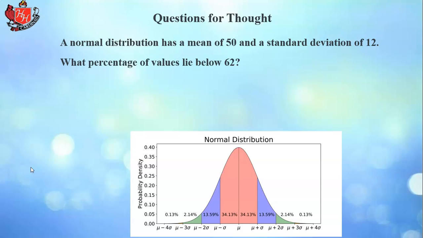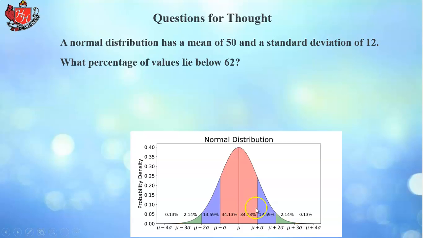What percentage of the values lie below 62? So 62, we said, is one standard deviation to the right. It's right here in between the pink and the blue on the right. That's one standard deviation to the right. That's where 62 would be. So everything to the left of that would be the percentage of values that lie below 62.